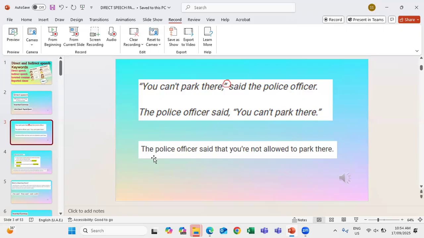Then in the third one, the sentence is written like: the police officer said that you are not allowed to park there. So here I can see this is a third way, which is slightly different from the first two. In the first two, I can see some signs over here, but in the third one, there are no signs. So we will understand all of these things one by one.